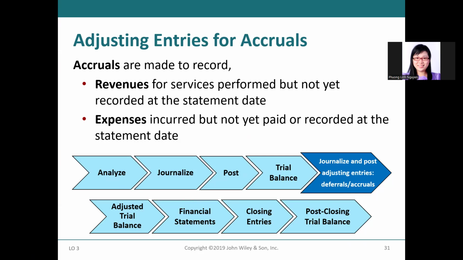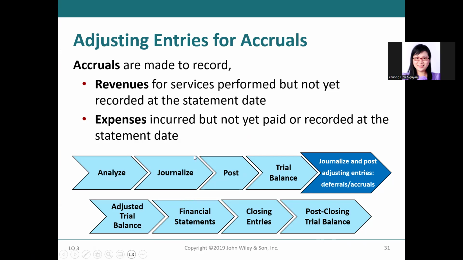And we also have accrual expenses. Accrual expenses means the expenses that were already incurred, it has already happened, we already used them, but the accountant has not recorded them yet, or we haven't paid money yet. So these are the concepts of accrual revenues and accrual expenses.